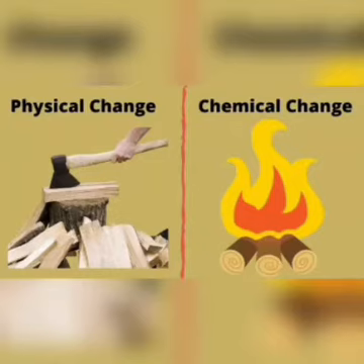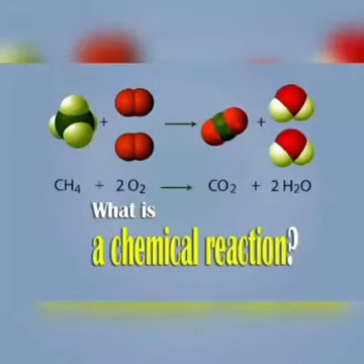So let's talk about chemical reactions. Chemical reactions are the process in which some known substances change into new substances. So the starting substances are called reactants, and the new substances formed are called products.